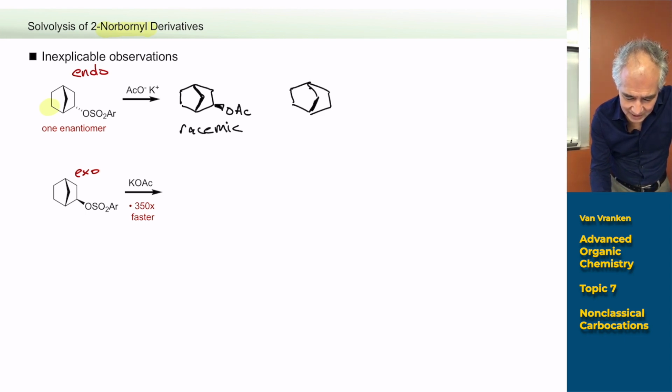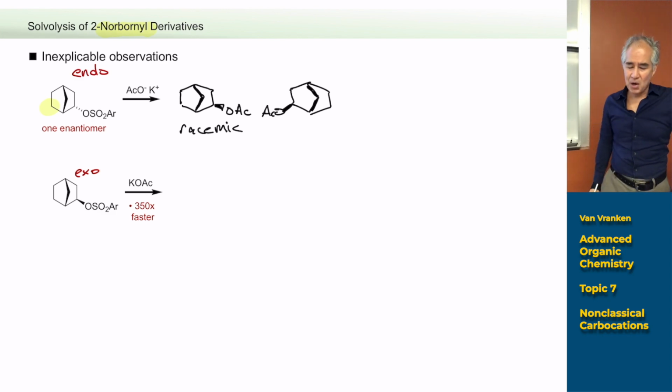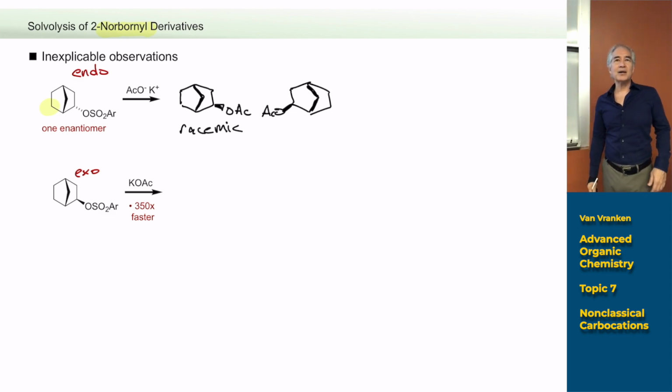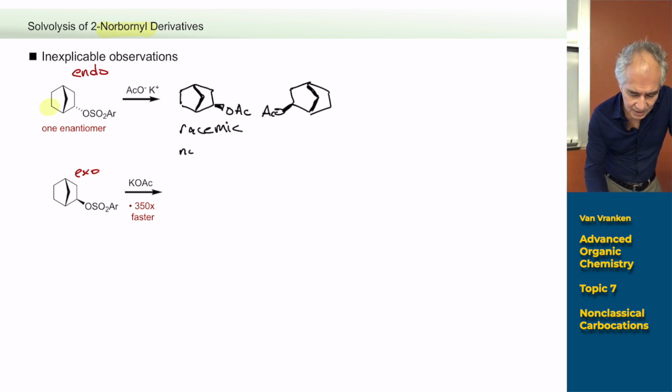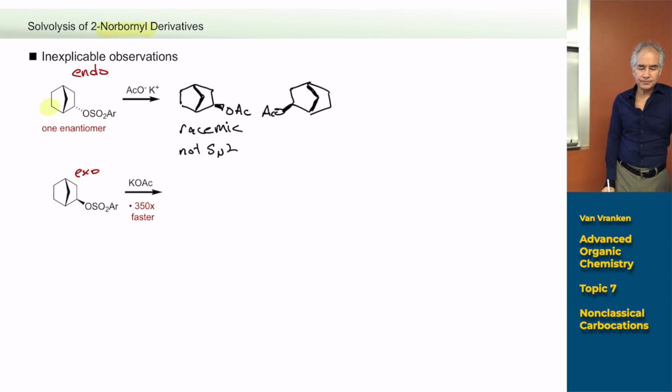Both stereogenic centers are now inverted. And so now this other enantiomer that you generate is the mirror image. So you generate both of those enantiomers here. What's going on? Something weird is going on. And I can tell you from mechanistic studies that this is not an SN2 reaction. It's not a simple SN2.